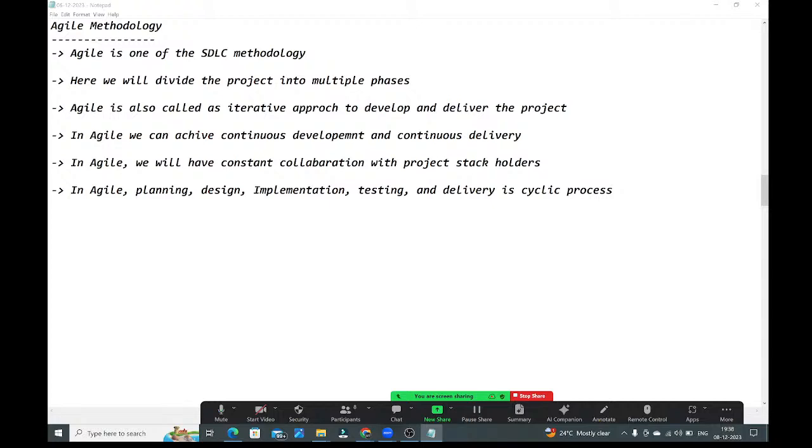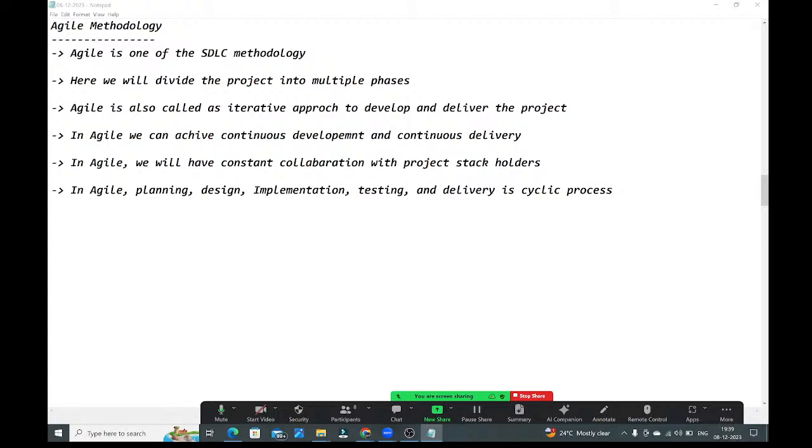For every sprint, the process is the same. Agile follows an iterative approach, and that iterative approach is common for every sprint. Every sprint starts with requirement gathering, requirement analysis, planning, design, development, testing, review, deployment, review, and launch. So like this, multiple stages are there.